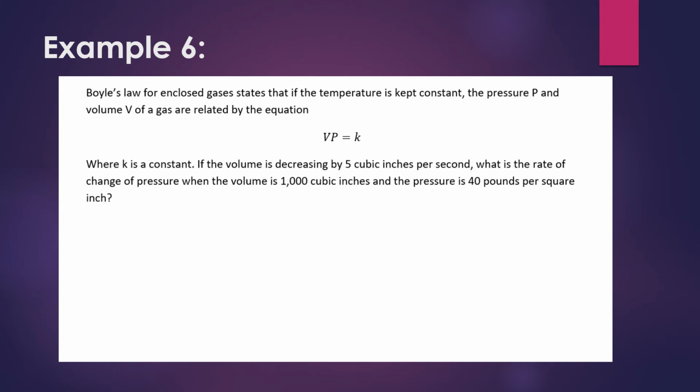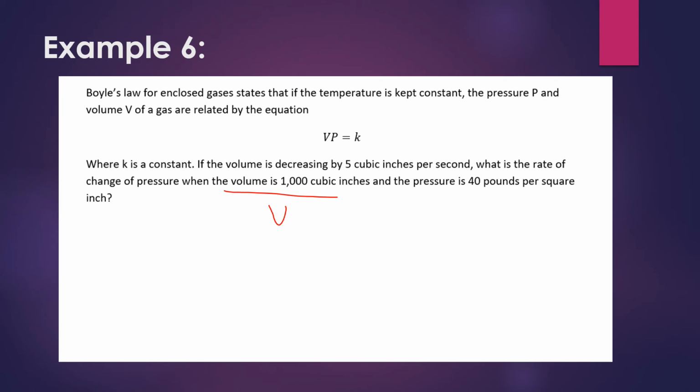Number 6, we got Boyle's law again. So it says Boyle's law for enclosed gas states that if the temperature is kept constant, the pressure and the volume of the gas are related by the equation VP equals K, where K is again a constant. So it says that if the volume is decreasing by 5 cubic inches per second, what is the rate of change of pressure when the volume is 1,000 cubic inches and the pressure is 40 pounds per square inch?